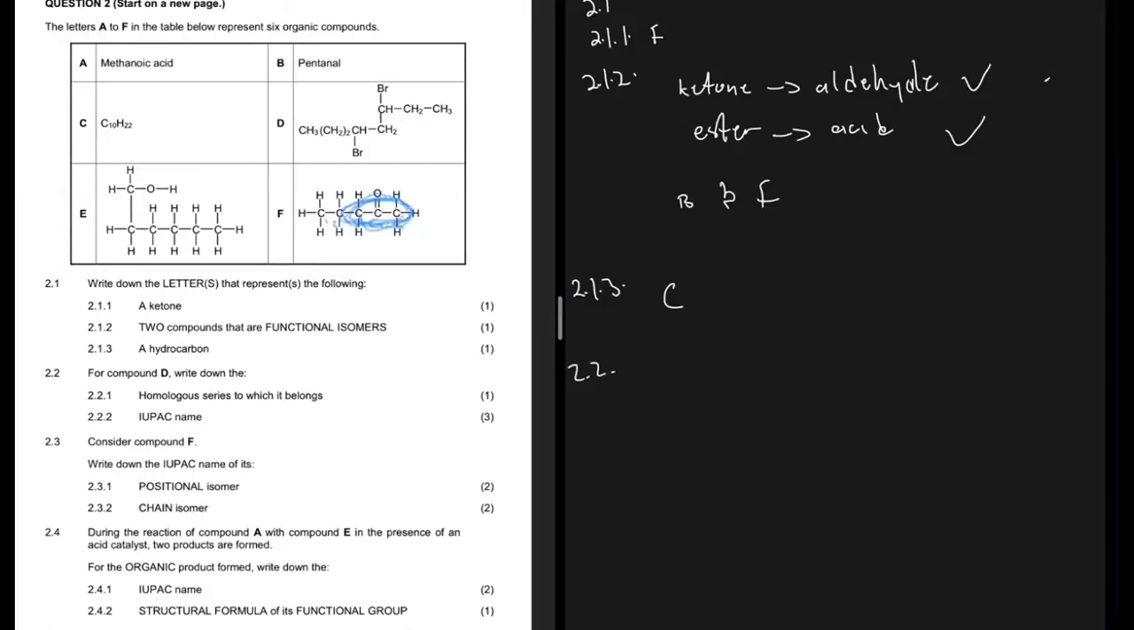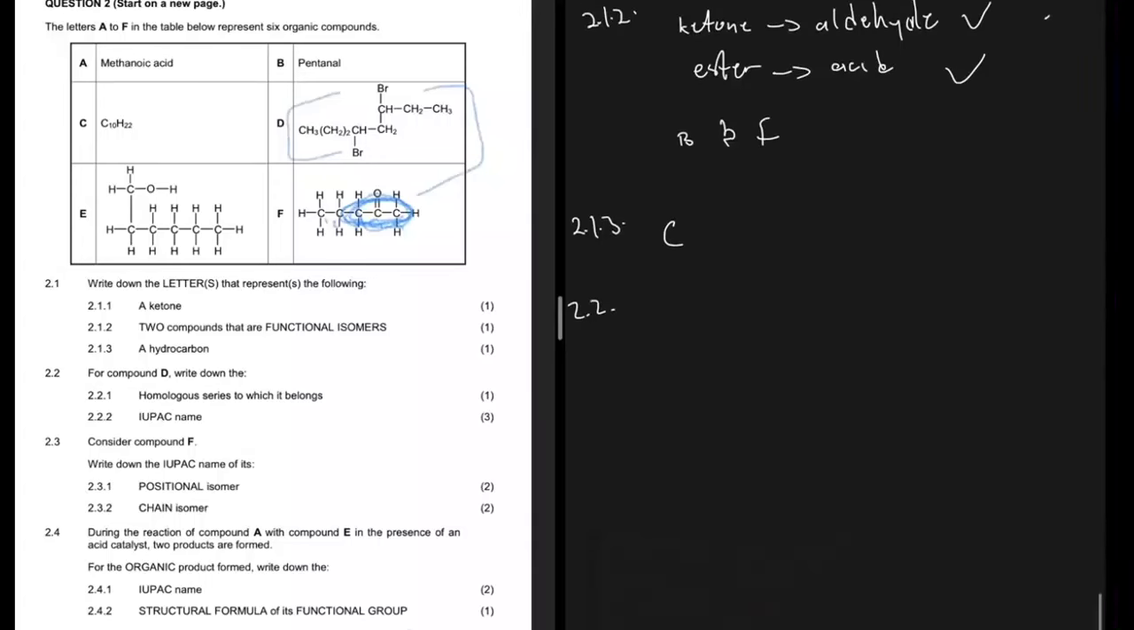2.2 says for compound D. Let's look at compound D. There it is. I just put some brackets over it to highlight it. It says write down the homologous series to which it belongs. We know that it's a haloalkane, like we've already said, so we're just going to go ahead and write that down.